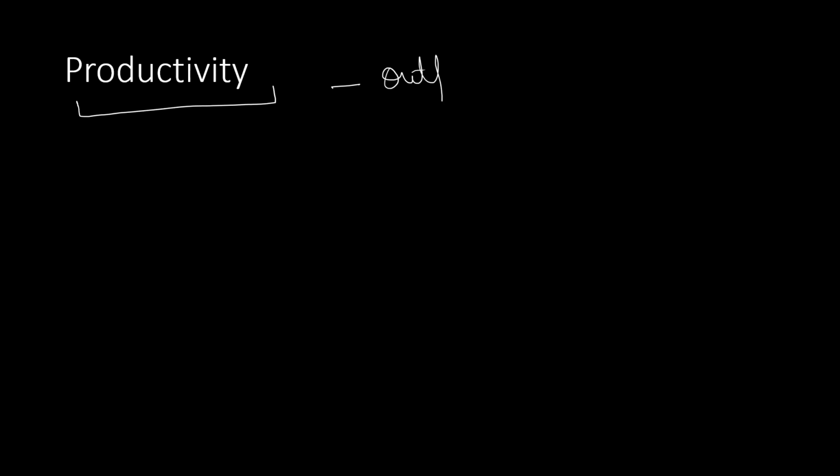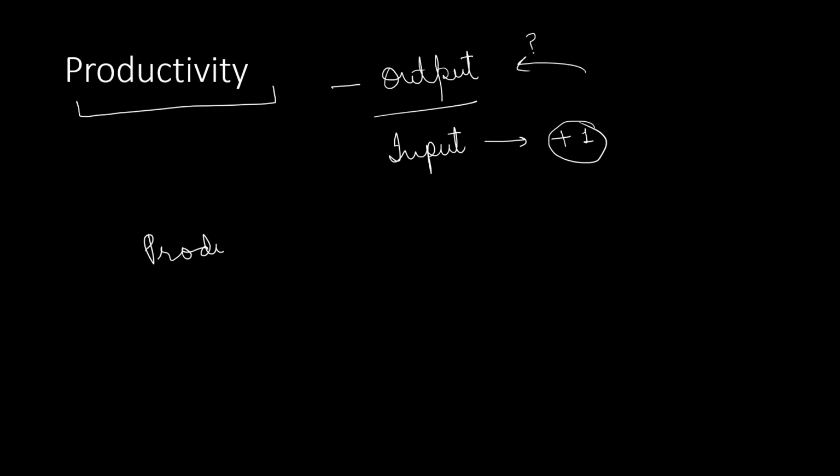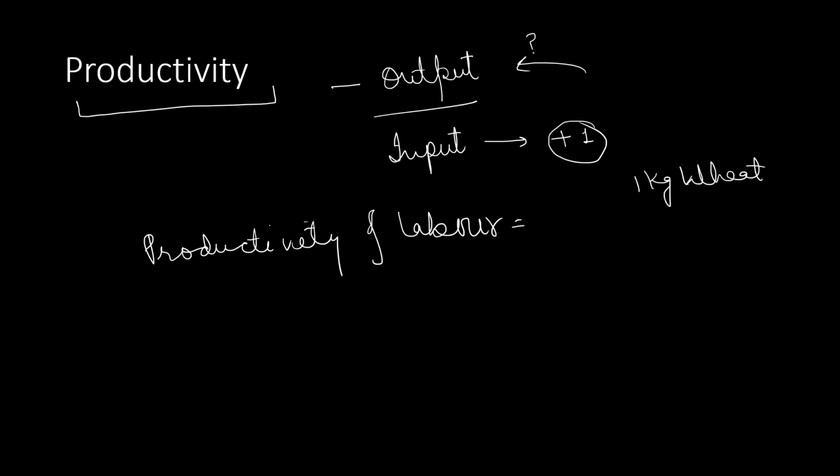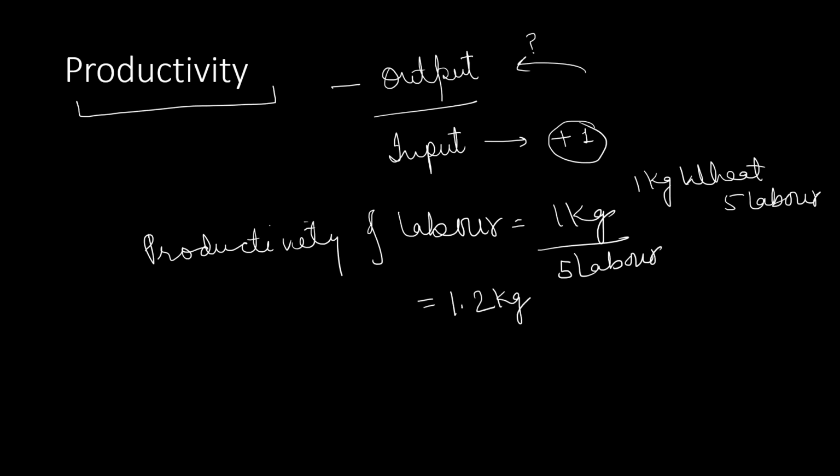It is calculated this way: output by input. सो इसका मीनिंग होता है अगर हम इनपुट को बाय 1 इंक्रीज कर देते हैं तो उसका आउटपुट पर क्या इम्पैक्ट पड़ेगा. Let us say we talk about the productivity of labor, so how much amount are we producing. Let's say 1 kg wheat 5 labor forces are producing, so output is 1 kg by 5 labor. Let us say we increase the labor by 1, then 1.2 kg by 6 labor.